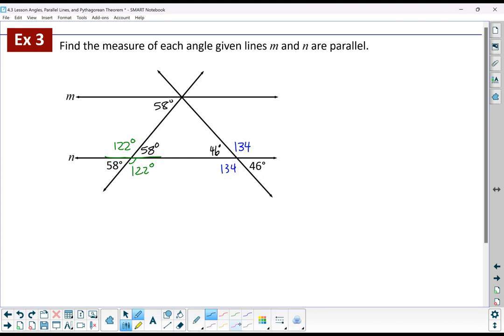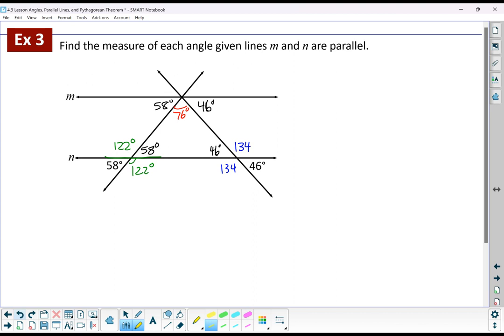We can use the triangle right here if we want to calculate this angle right here. So 180 minus 58 minus 46 gives us 76. And this angle right here is also a 46-degree angle, and that's because it is the corresponding angle for this one. You can see that transversal right there creates those two angles.